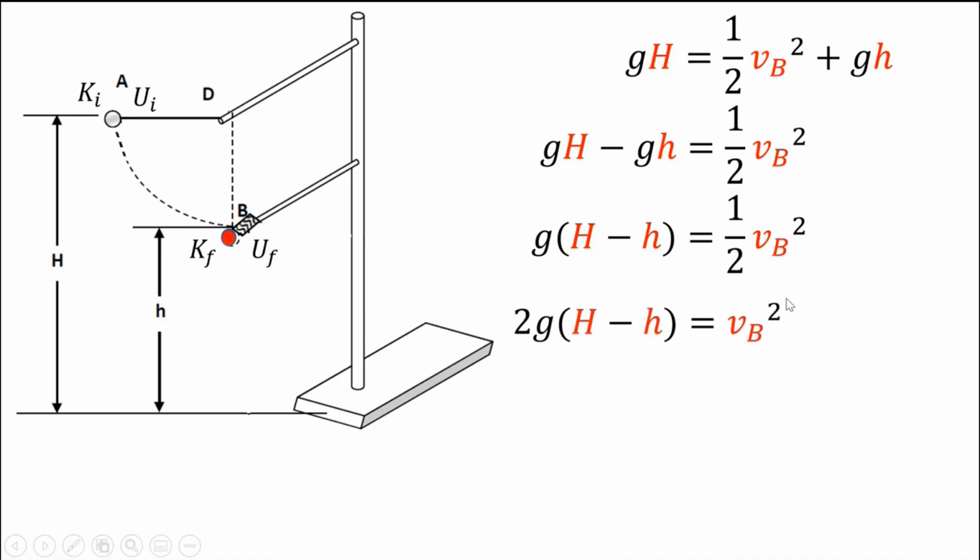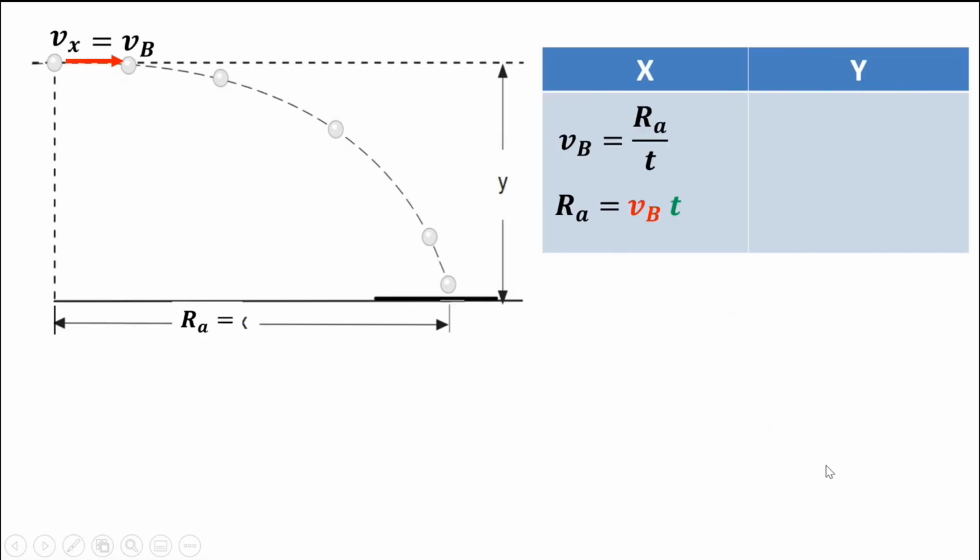And to remove the square, I have to take the roots of both sides. So the root of the squared is just VB. On the other side, it will be the square root of 2 times the acceleration due to gravity times open parenthesis, the big height minus the small height. So we have now the equation for our velocity at B.